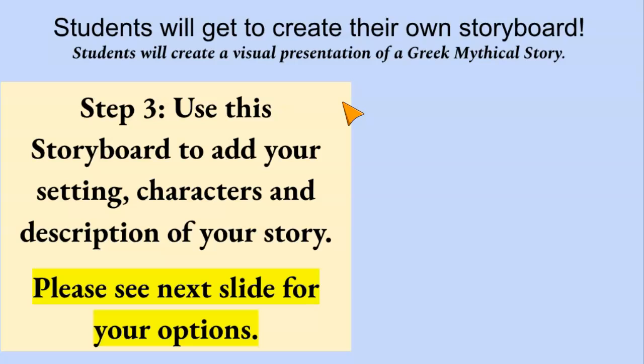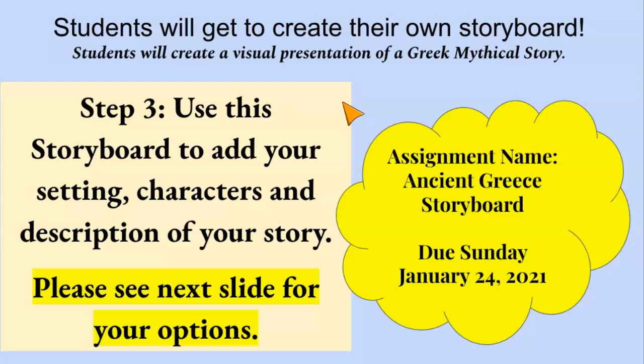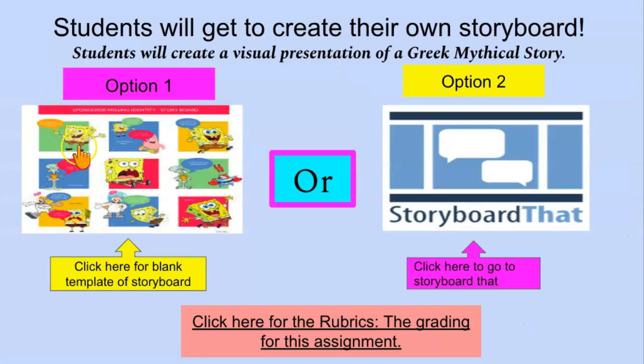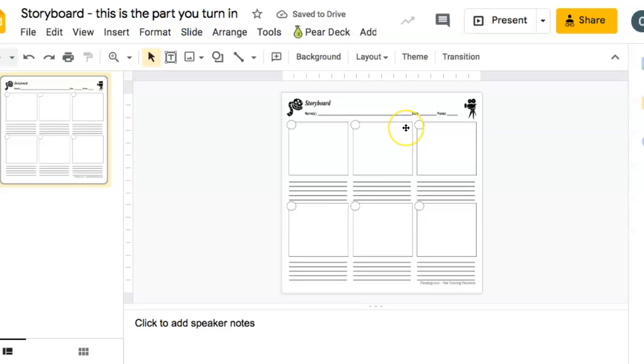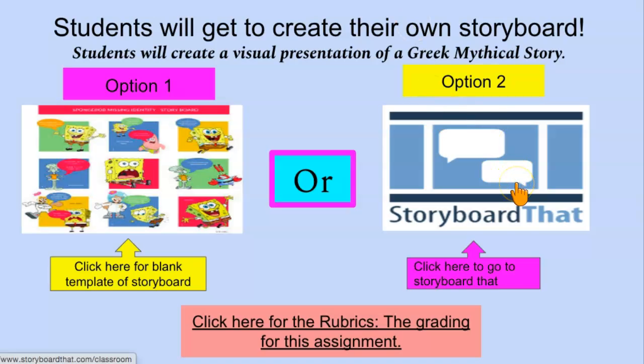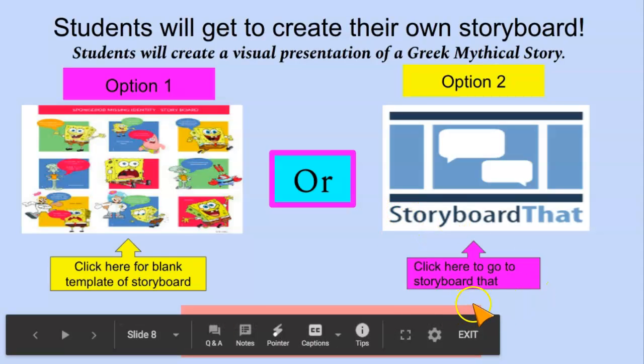You have 2 options. Don't forget, this is due January 24th. Not this coming Sunday, but next Sunday. So here are your options. You get to do a blank template if that's what you prefer, a blank template through Google Slides, or Storyboard That. And this is the rubric here, sorry, and underneath it here.